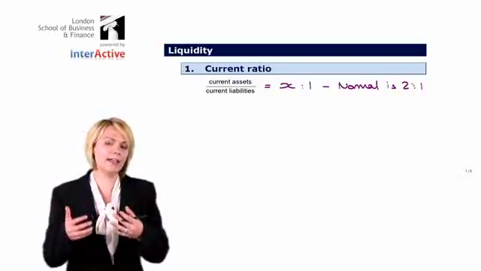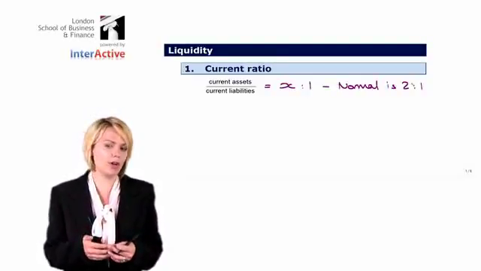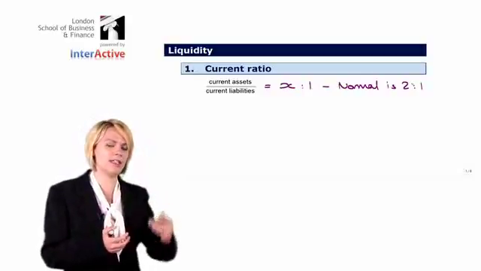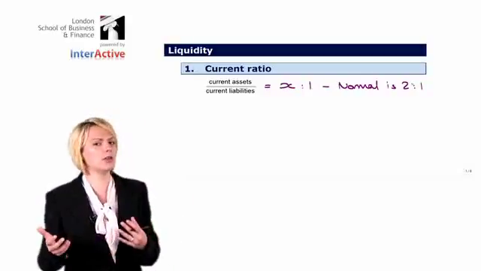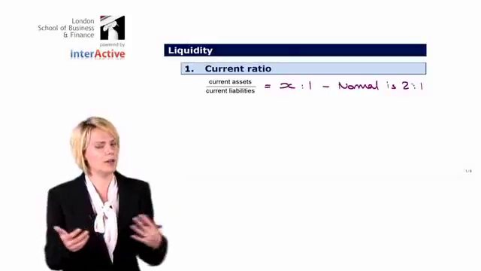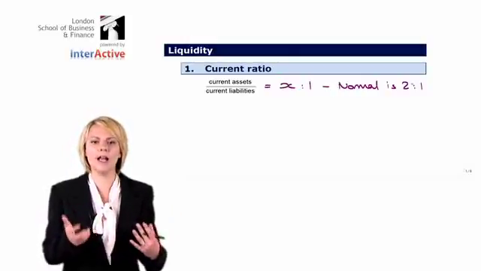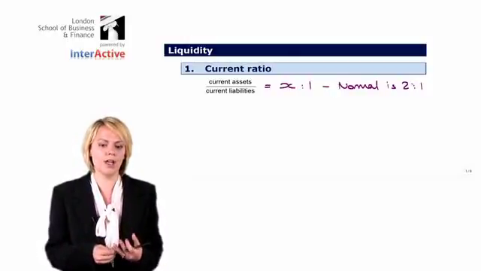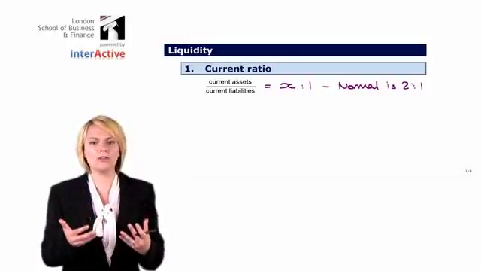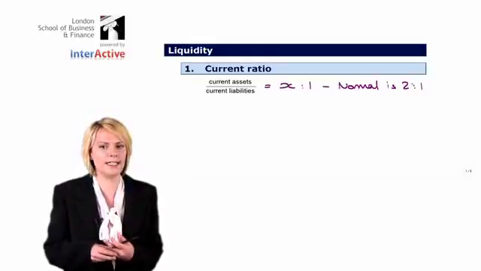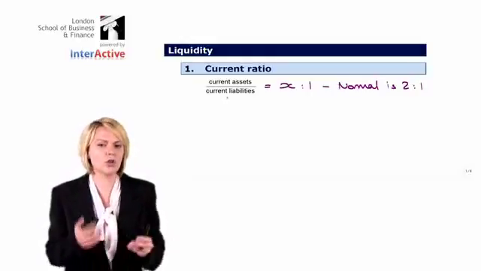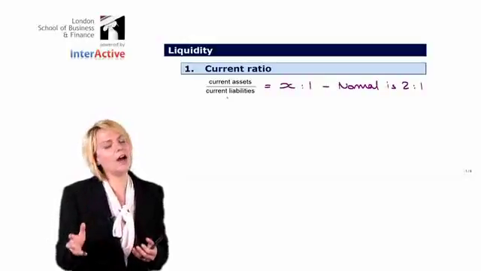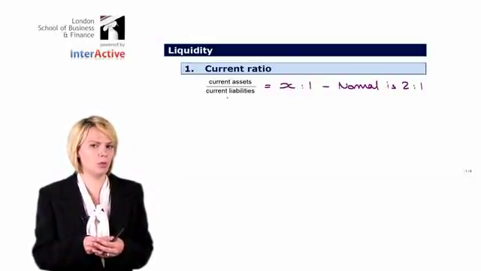Now, essentially, anything less than 1 to 1 is very worrying. If you have less current assets, inventory, receivables, and cash, than you have current liabilities, well, then that's going to give you a big problem. And that's going to worry your trade payables or your suppliers. You must have more current assets than you have current liabilities in order to meet those short-term payable commitments. Okay? So a healthy current ratio is normally 2 to 1.